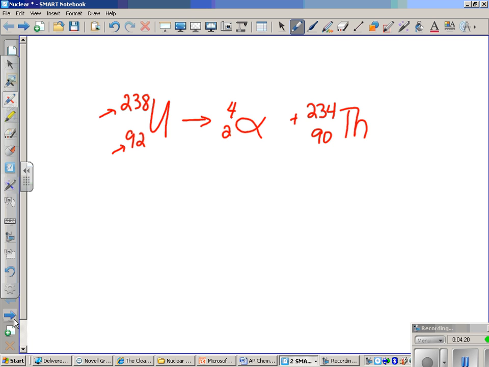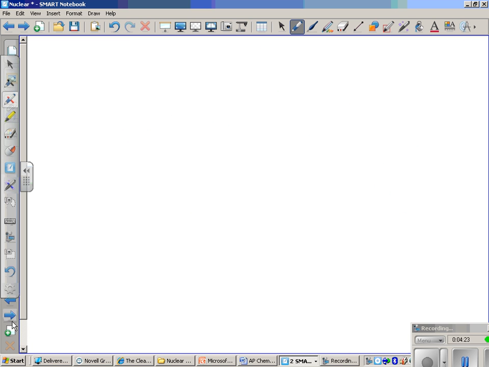For beta decay, I don't have a picture of beta decay, but beta decay is kind of a little mind-blowing, so hold on to your seats for this one. Essentially, what beta decay is, is one of the neutrons from your nucleus. You know a neutron is neutrally charged.